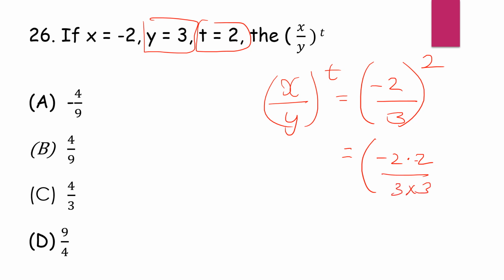All right, let me just be consistent here. Let's use a dot. So times, that is equal to 2 negatives make a positive, over 9. So the answer is 4 over 9, which is B.